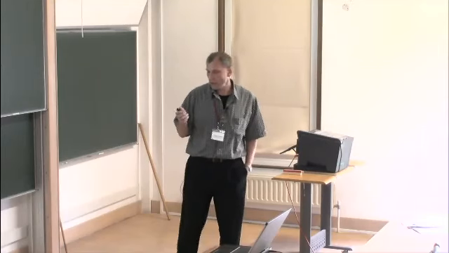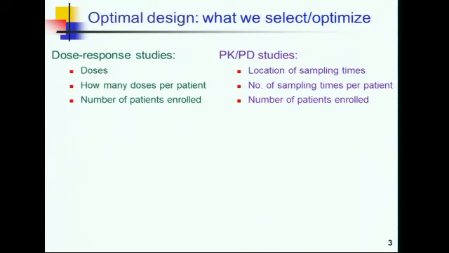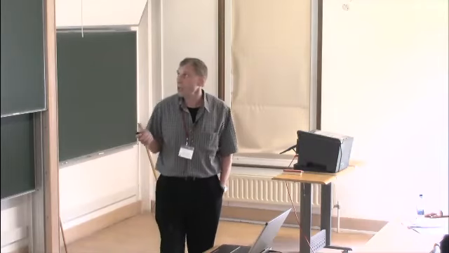When we are doing PK/PD studies, we are trying to find the best sampling times. By best, I mean the most informative. We also want to find the best optimal number of sampling times per patient, given our restrictions. And again, we want to find the number of patients enrolled. What's the number which gives us enough information?